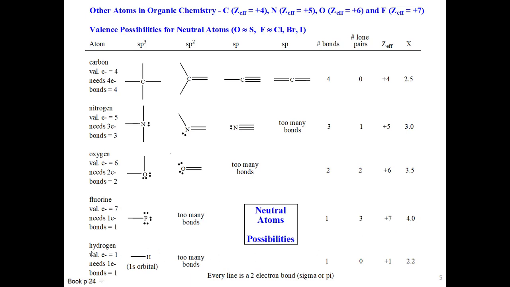And finally, just hydrogen is a very important element, of course. It has a +1 Z effective. It has no shielding, no core electrons. The only electrons it has are its valence electrons, has 1. And it needs 1 electron to get the helium noble gas configuration. It cannot make 2 bonds. Okay?